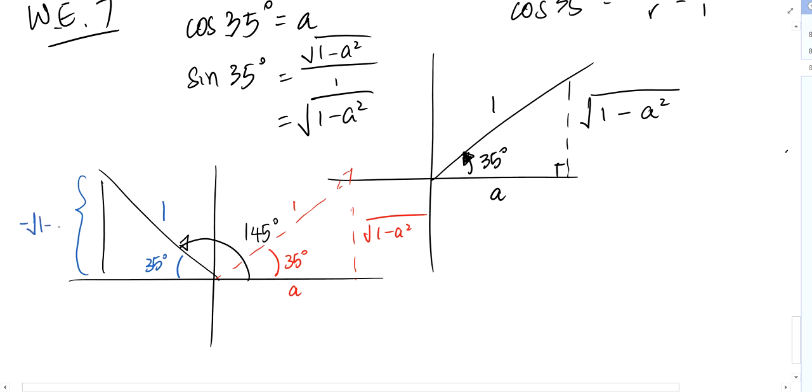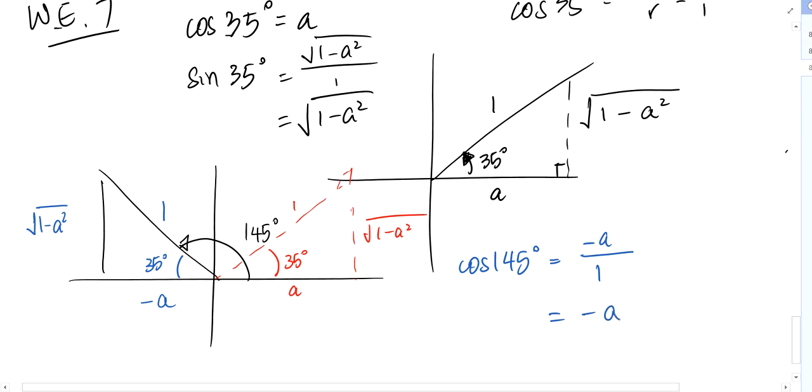Negative square root of 1 minus A squared? Positive or negative? Positive. Okay. And what about this portion over here? Negative A. So with this, are you able to tell me what is cosine 145? Cosine 145 degrees equals negative A over 1. Okay, so the answer is negative A.